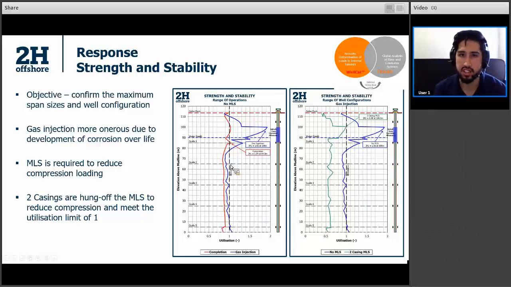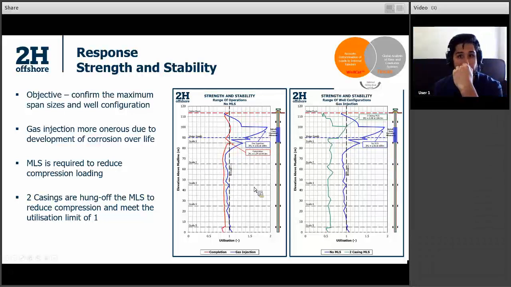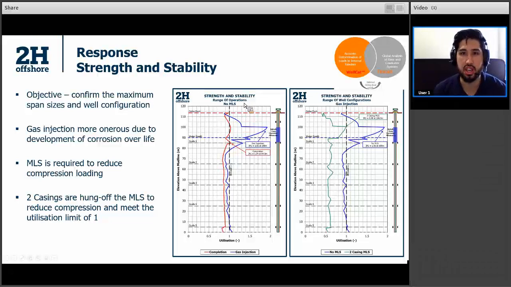We've got the guides here shown, and what we can see here is, if we're comparing MLS cases, so no MLS, we can see that the gas injection really is worse with those compressive loads. So a utilization of almost up around 1.9. The reason we're seeing this little spike here is because for those cases we've got corrosion that we need to consider, because that's the development of corrosion over the life.